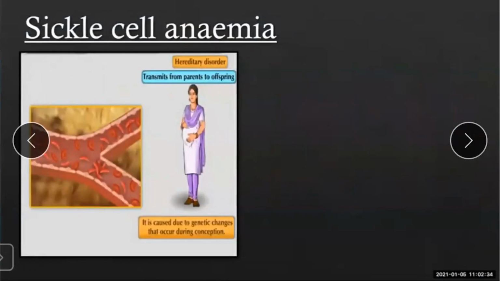If the father and the mother are both affected by sickle cell anemia, or if they are carriers of this disorder, their offspring are likely to suffer from this disease. It is transmitted from the parents to the offspring, caused by genetic changes that occur during conception. Hence, marriages between persons who are carriers of or suffering from sickle cell anemia should be avoided.